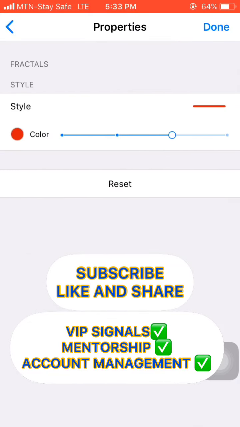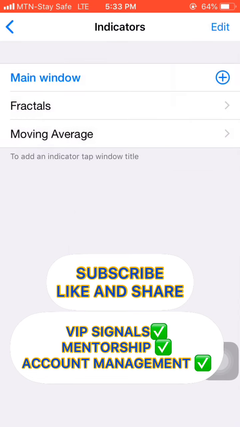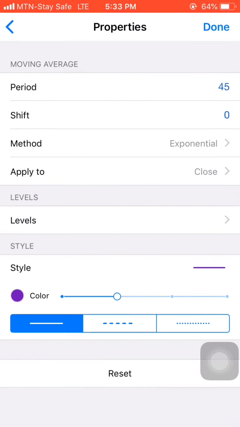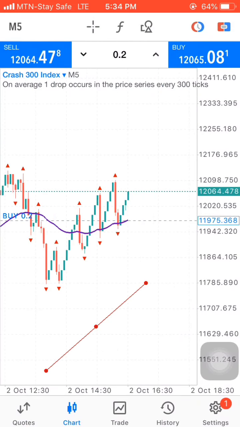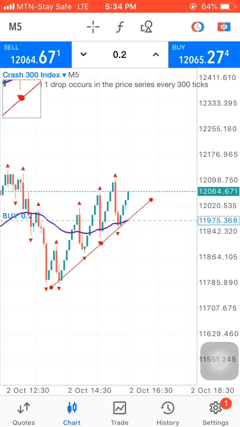The fractals, as I said earlier, have no settings. It's just for you to choose a color. And here at the moving average, you can just screenshot this. The period is 45, the shift is 0, method exponential, apply to close. Levels, there are no levels. The style, you can use any style and any color. And when you're done with that, you click on done, go back and watch out for your spike or for an opportunity like this to scalp.